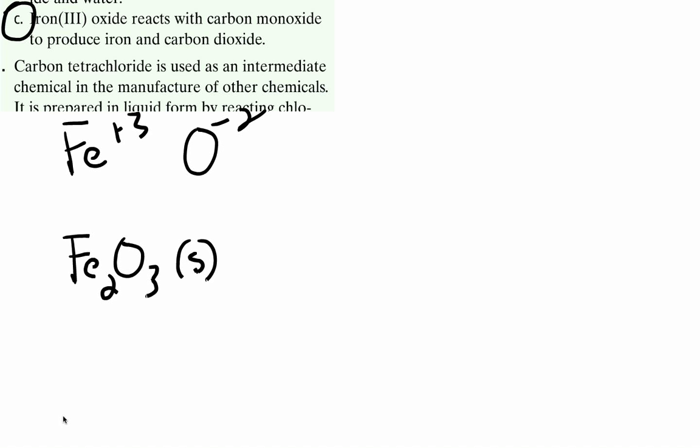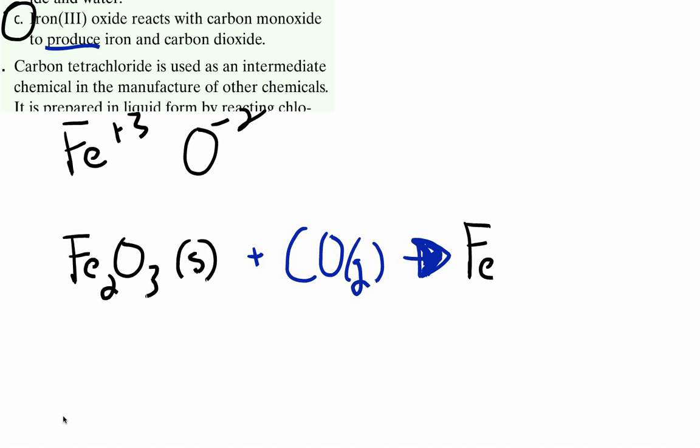Reacts with carbon monoxide. So now we have a covalently bonded compound that's reacting with carbon monoxide, carbon with 1 oxygen, which is a gas. To produce means put in a yield arrow. So this is supposed to be an arrow, by the way. Maybe I'll color it in. To produce iron, so just pure iron. Iron as a solid, it's a metal, should be solid. And carbon dioxide, again, is a covalently bonded compound, one we've heard of before, a gas.